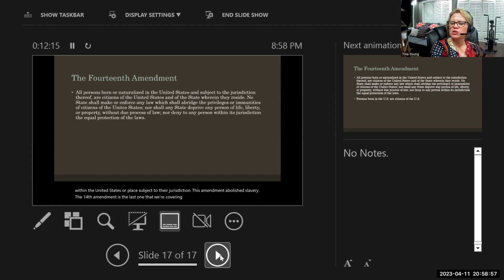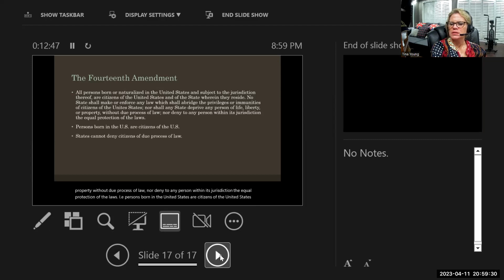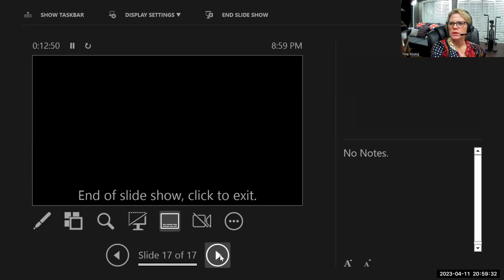All persons born or naturalized in the United States and subject to the jurisdiction thereof are citizens of the United States and of the state wherein they reside. No state shall make or enforce any law which shall abridge the privileges or immunities of citizens of the United States, nor shall any state deprive any person of life, liberty, or property without due process of law, nor deny to any person within its jurisdiction the equal protection of the laws. I.e., persons born in the United States are citizens of the United States. States cannot deny citizens their due process of law.